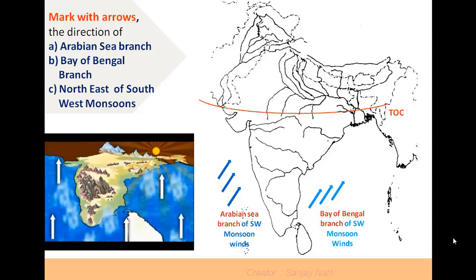On the other hand, northeast monsoon winds deflect from the Arakan Yoma range in Myanmar. In fact, one of the branches of the southwest monsoon wind strikes the Arakan Yoma and gets reversed in winter.